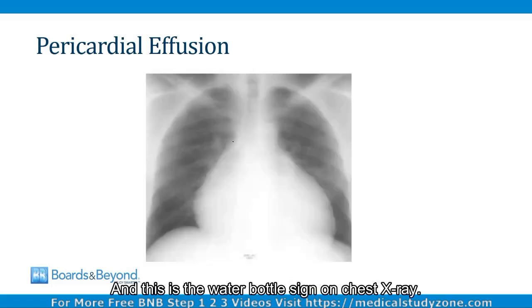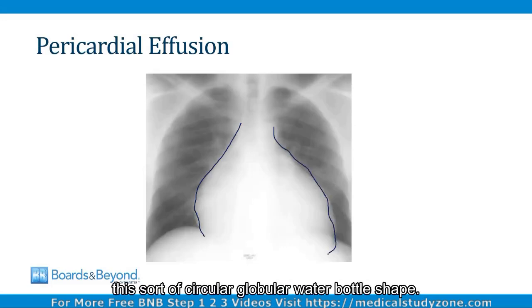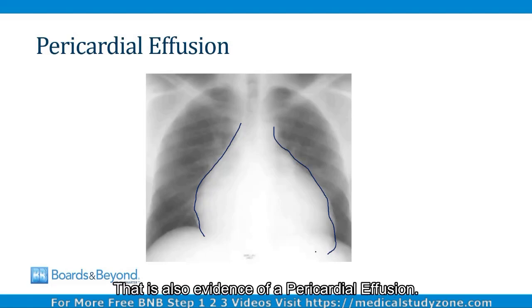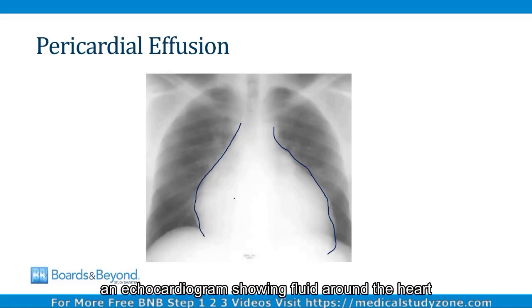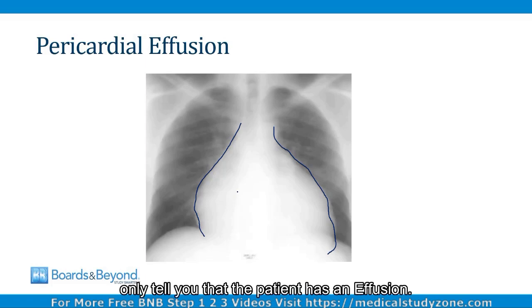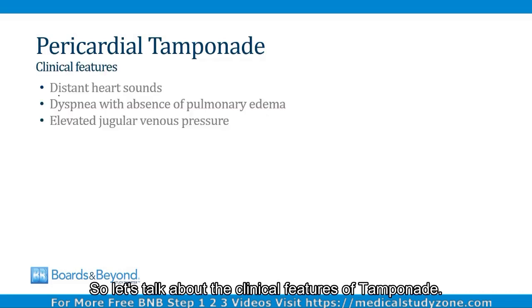And this is the water bottle sign on chest x-ray. You can see that the heart takes on this sort of circular, globular water bottle shape. That is also evidence of a pericardial effusion. But remember, this only means the patient has a pericardial effusion. This doesn't mean they have tamponade. Tamponade is a clinical diagnosis, which we'll talk about in a minute. An echocardiogram showing fluid around the heart or the water bottle sign on chest x-ray only tell you that the patient has an effusion. So let's talk about the clinical features of tamponade.